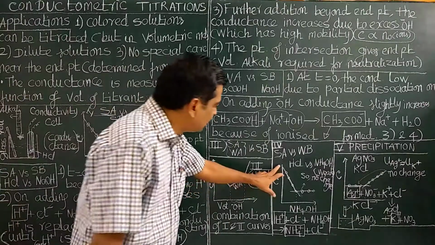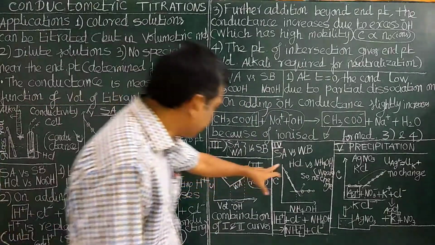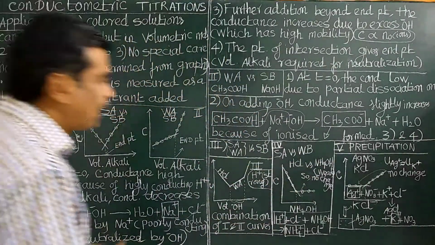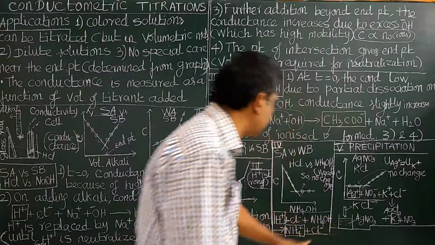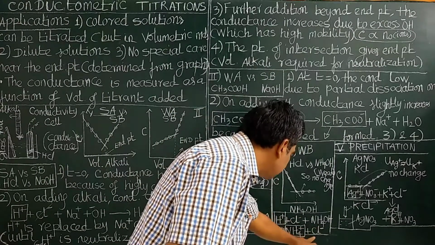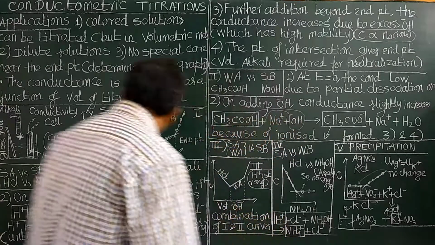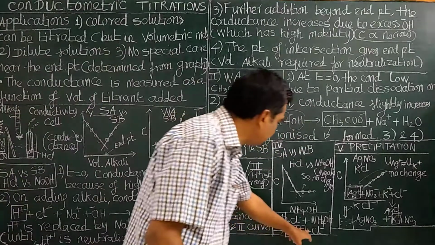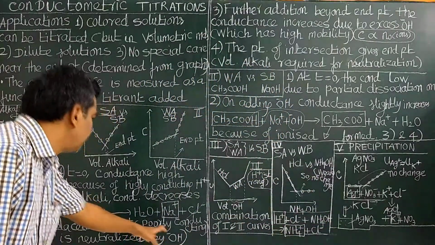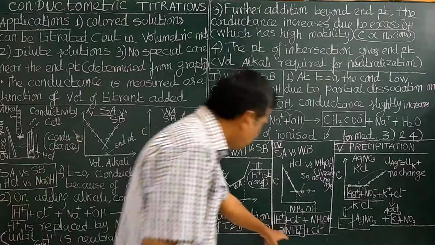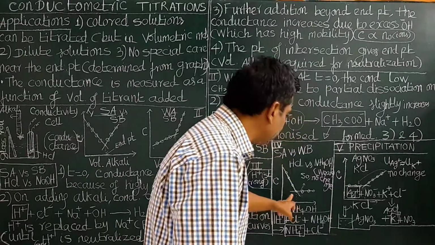Therefore, the conductance is high in the beginning because of the highly conducting H plus ion, with H plus and Cl minus present. Then on adding ammonium hydroxide, the neutralization reaction takes place. H plus ion is replaced by ammonium ion. Ammonium ion is poorly conducting, similar to sodium ion. Therefore, there is a sharp decrease in conductance.